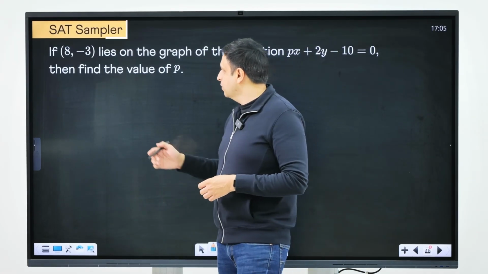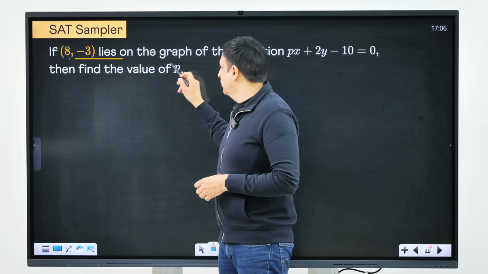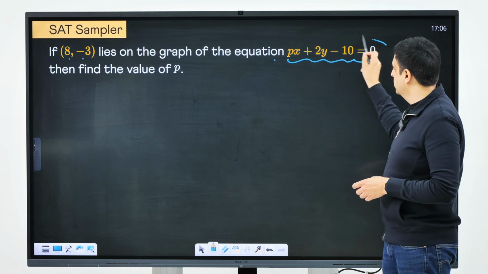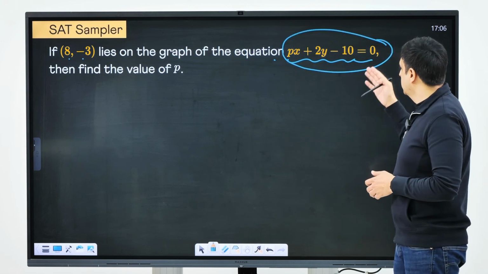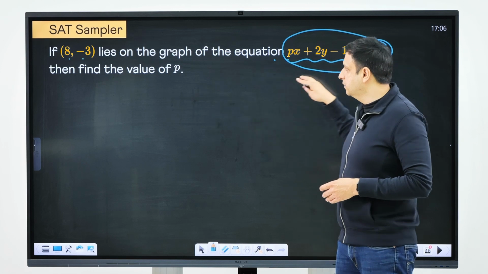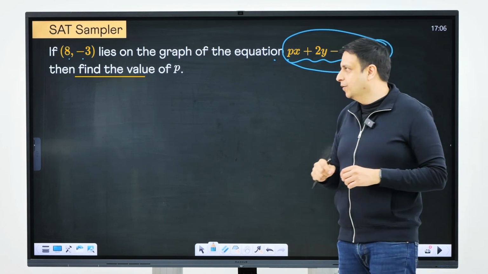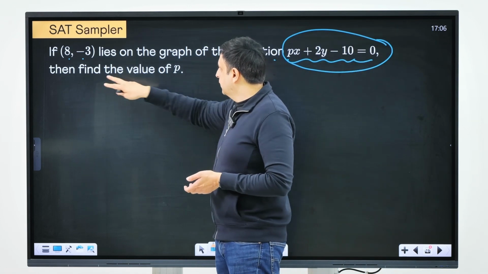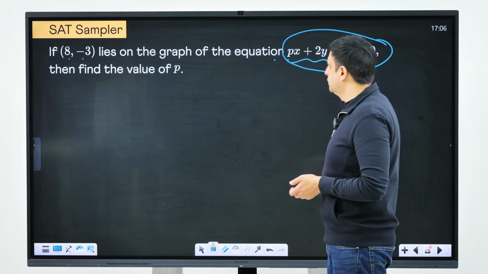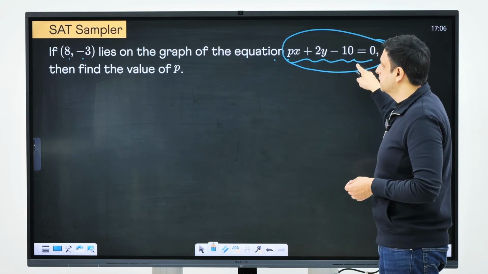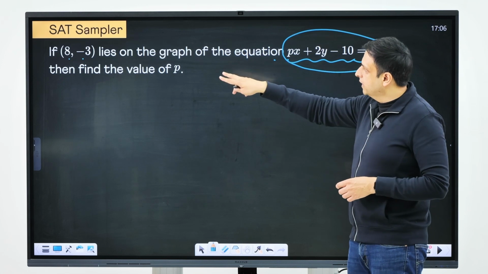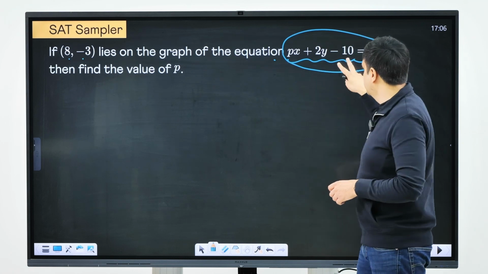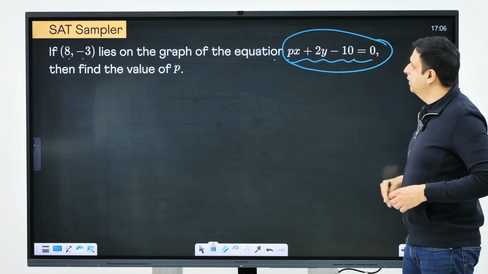Now here's a problem for us to solve, an SAT sampler. If 8, -3 lies on the graph of the equation px plus 2y minus 10 equal to 0. So this is a two variable linear equation whose graph will be a straight line, and 8, -3 lies on that straight line. Then find the value of p. It's a very straightforward problem. All we need to do is observe that because 8, -3 lies on the graph of this equation, the coordinates 8 and -3 will satisfy this equation. So we can simply plug in those values into this equation and find the value of p.